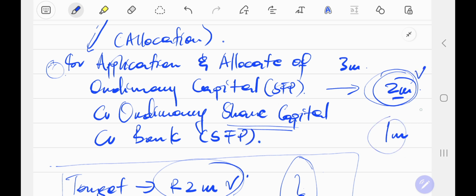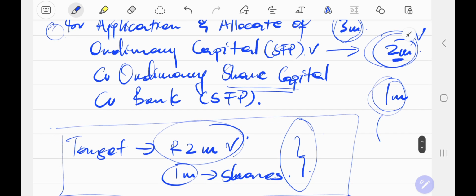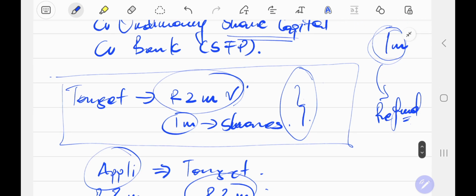So you wanted to raise 2 million, but you received 3 million, right? So we'll still record the 3 million and then allocate the target to ordinary share capital, and then refund the surplus back to the applicants. So that is what is going to happen when you raise an amount that is more than the one that you wanted to raise from the public.